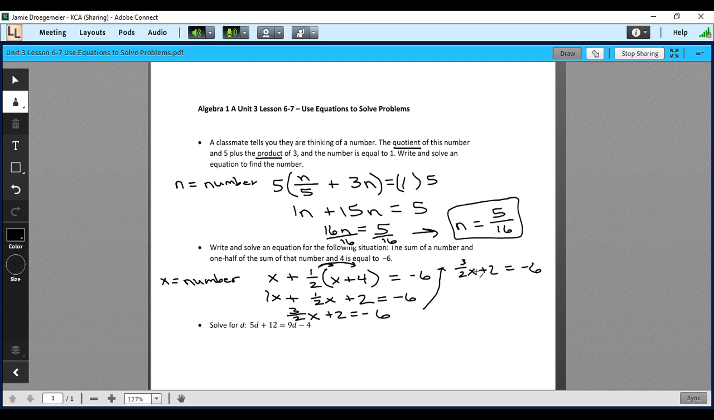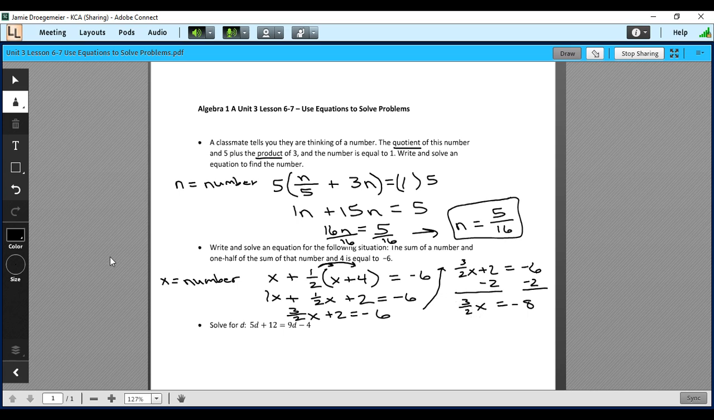To get that x by itself, I need to undo that addition. So I'm going to subtract 2 from each side. That gives me 3/2 x equals -6 minus 2, or -6 plus a -2, which is -8. All right, so right now that x is being multiplied by 3/2. So to undo that, I need to divide by 3/2.